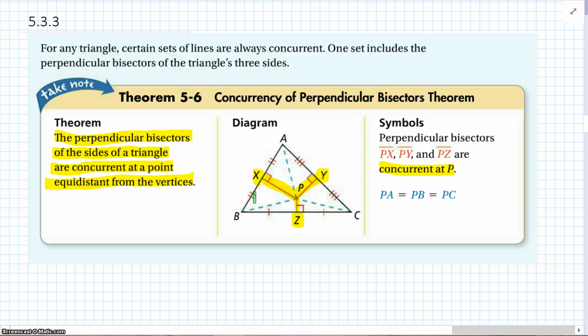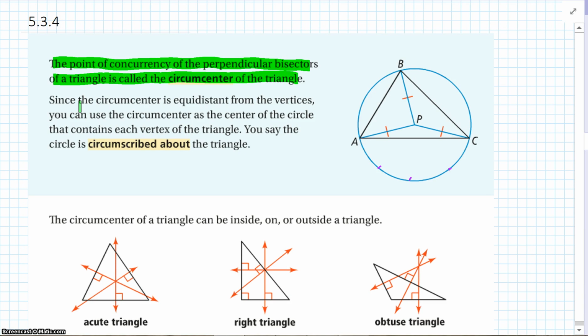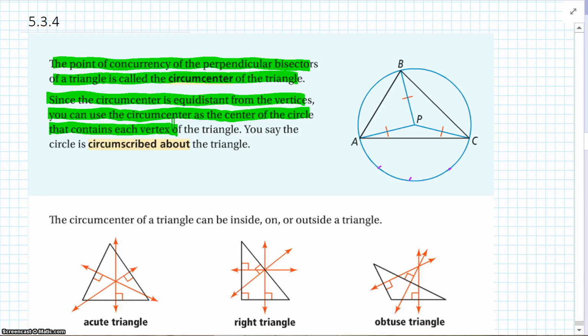When we do that, we know PB is going to be congruent to AP, which is going to be congruent to PC. Okay, again, where all the perpendicular bisectors intersect is the point of concurrency, and that point of concurrency is called the circumcenter. Since the circumcenter is equidistant from the vertices, you can use the circumcenter as the center of the circle that contains each vertex of the triangle. You say that the circle is circumscribed about the triangle. Okay, and we've done that before.